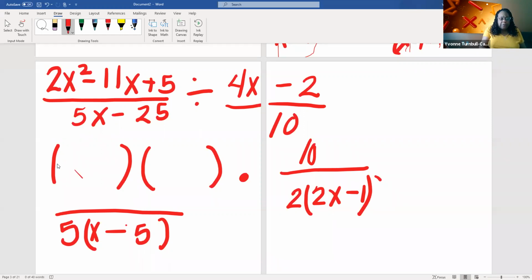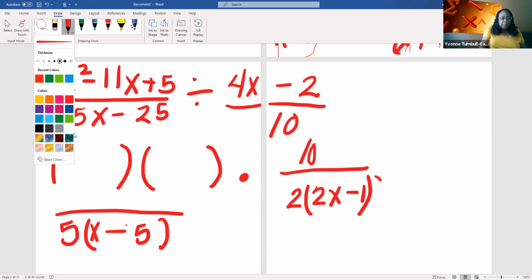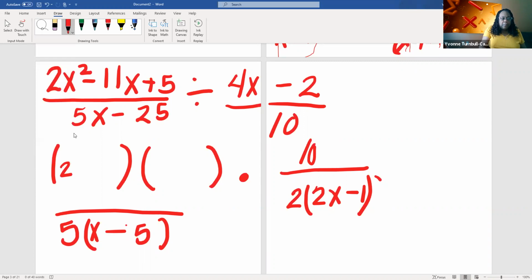So I'm going to do my 2 first. That's 2x. I don't know if it's a tablet or what it's doing. Okay. 2x minus 2x and x.